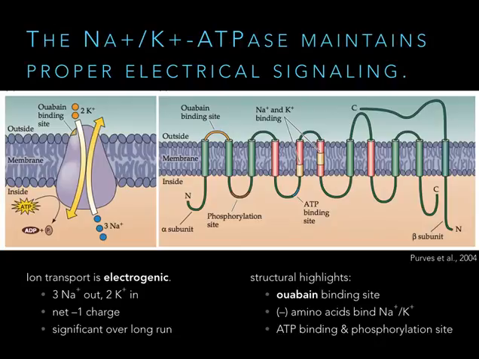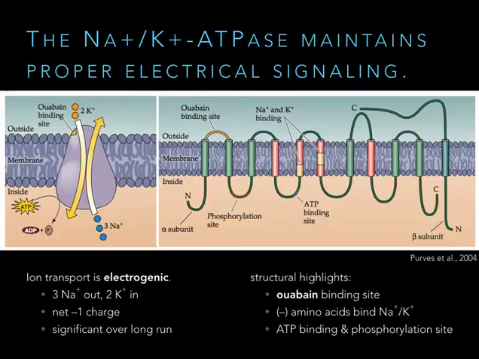So over the long run, the sodium-potassium ATPase helps maintain resting membrane potential by creating not only the ionic imbalance needed for the leak channels to operate properly, but also by generating negative charge itself.